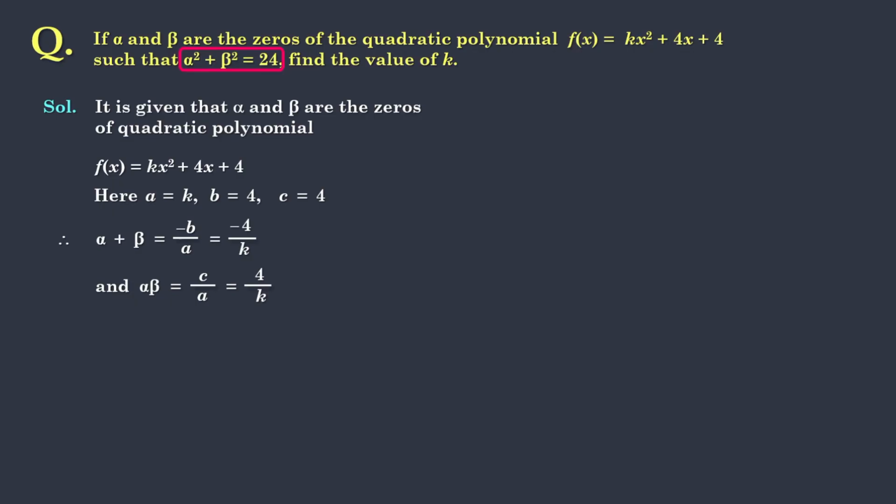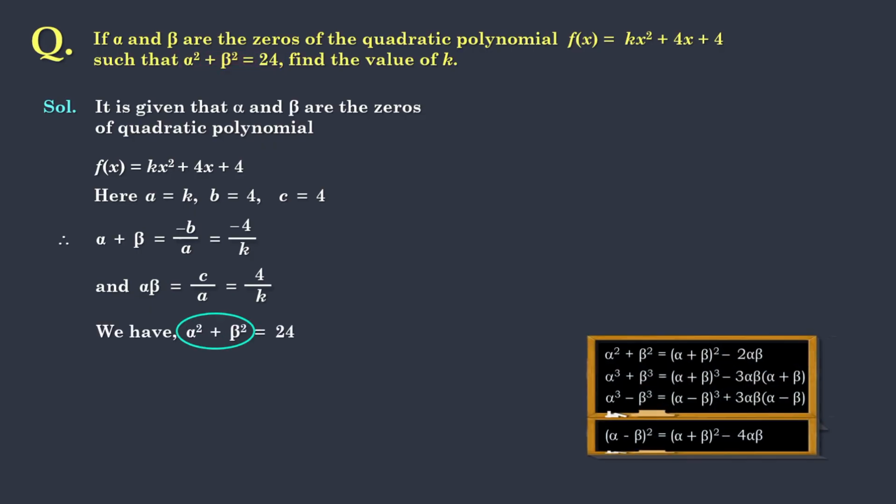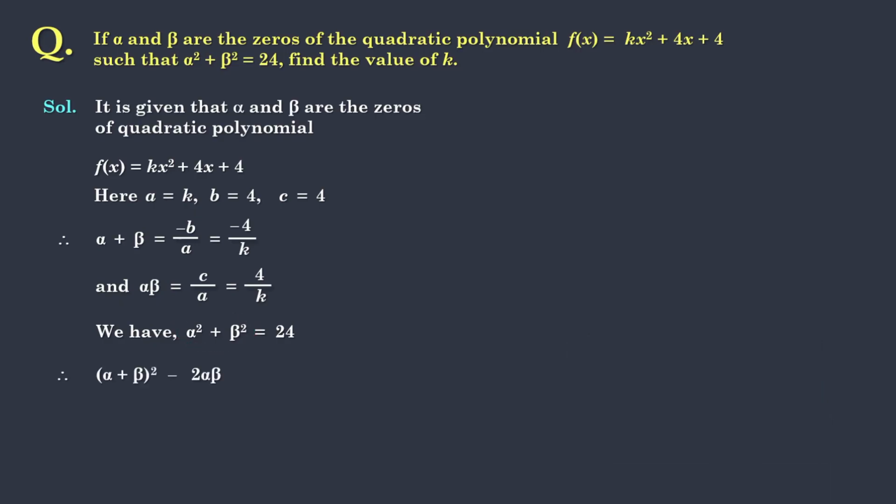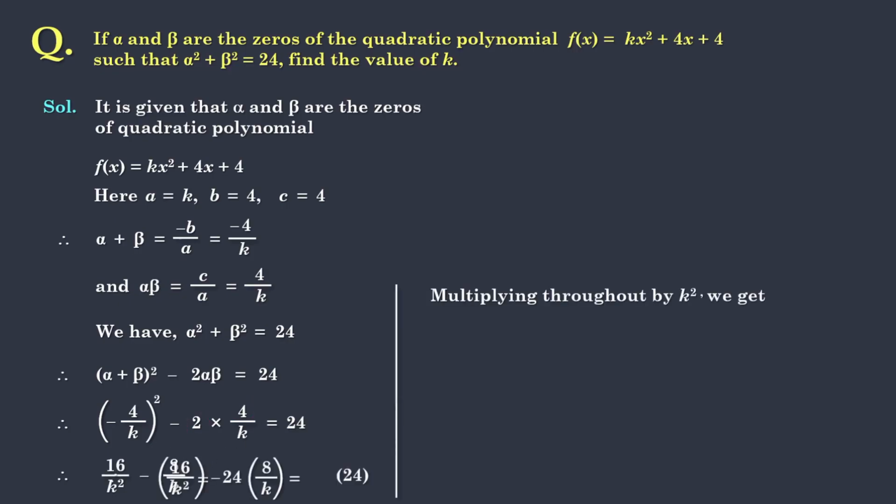Now we use the identity which states that alpha squared plus beta squared is equal to the square of alpha plus beta minus 2 times alpha beta. Substituting the values, we get the square of minus 4 divided by k minus 2 times 4 divided by k equals 24. The square of minus 4 divided by k becomes 16 divided by k squared. So the equation becomes 16 divided by k squared minus 8 divided by k equals 24.